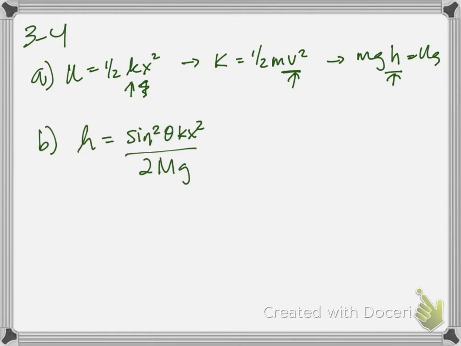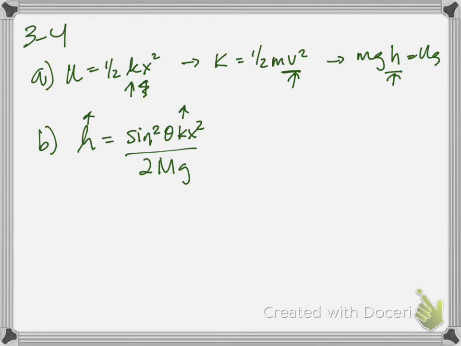For part B, I hope it's getting sort of familiar that they throw this equation that students have figured out: H equals sine squared theta times kx squared over 2mg, which may or may not be correct. Is this equation consistent with your claim in part A? Why or why not? So the answer is yes. The answer is yes because K and H are directly proportional. If K increases, then H increases.